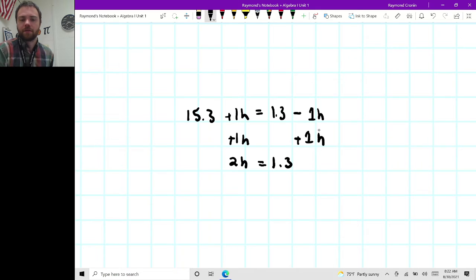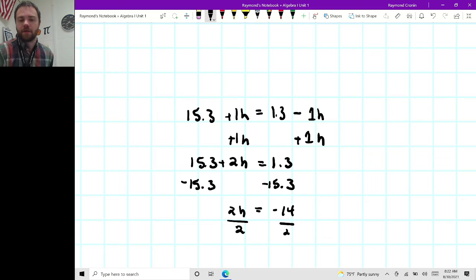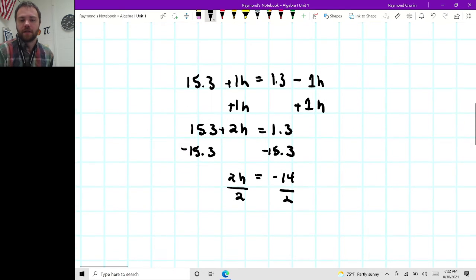That I've been following. So I'm going to add 1h to both sides. So I've got 15.3 over here plus 2h equals 1.3. And then if I subtract 15.3 from both sides, and check me on this, you'll get negative 14 equals 2h, and then you can divide both sides by 2. And you get h equals negative 7. So you might need a calculator for problems like these, but they shouldn't be too terribly difficult.